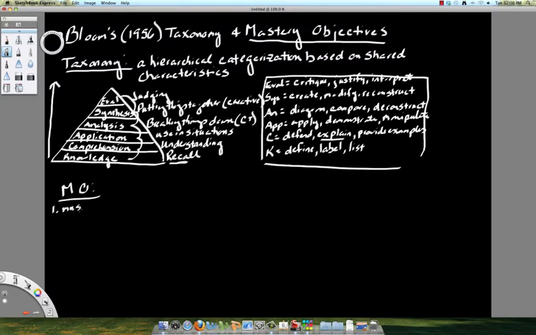First of all, a mastery objective must be focused on a behavior. So let me give you an example and a non-example. A yes example would be something like recall. If I can recall something, obviously that's related to knowledge. A non-example would be something like understand.